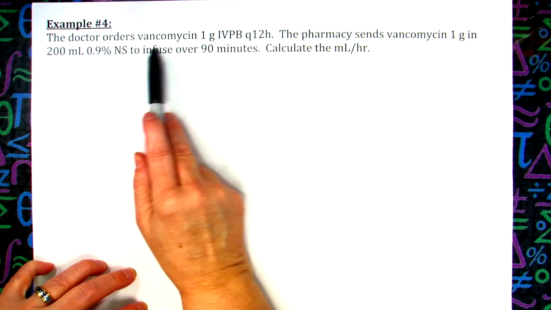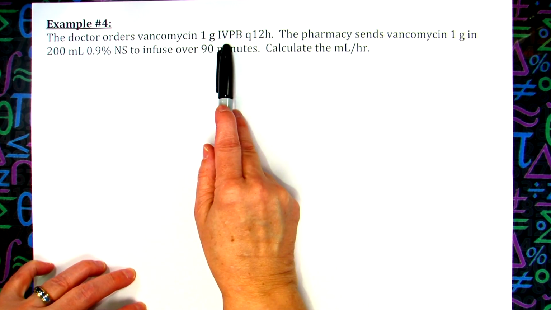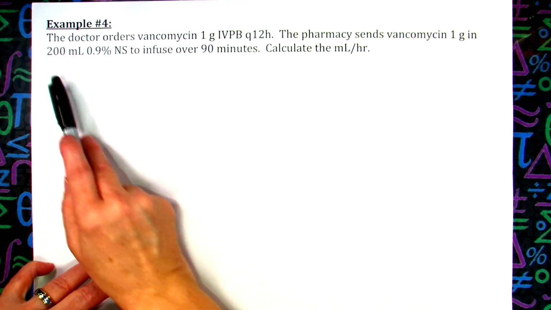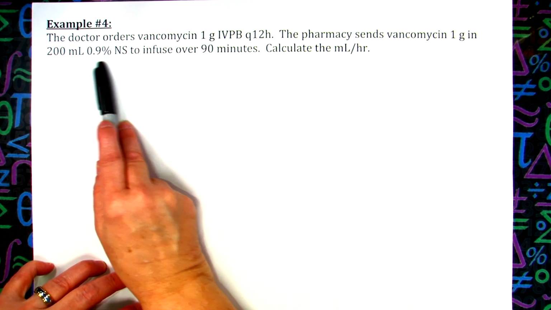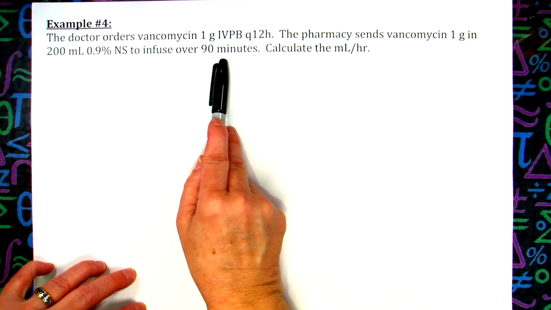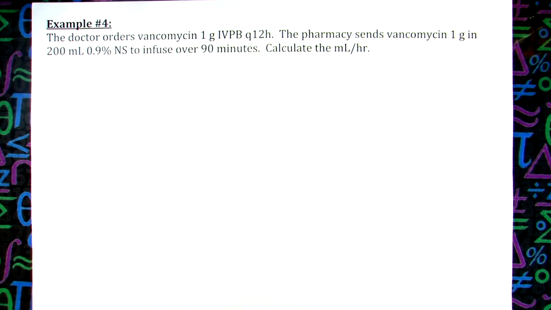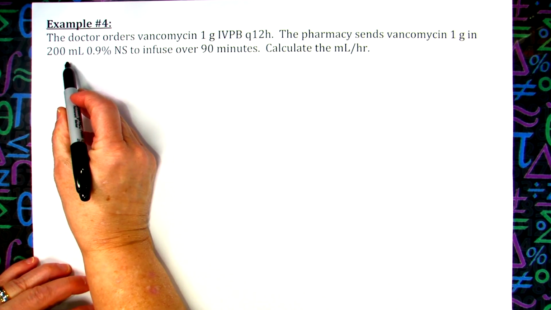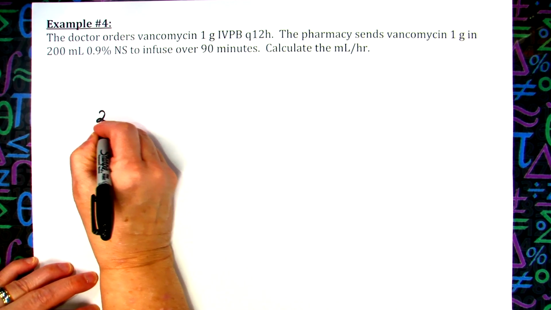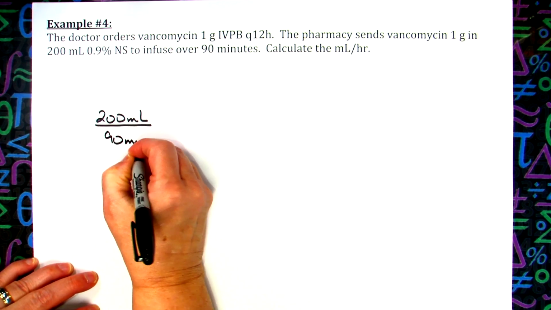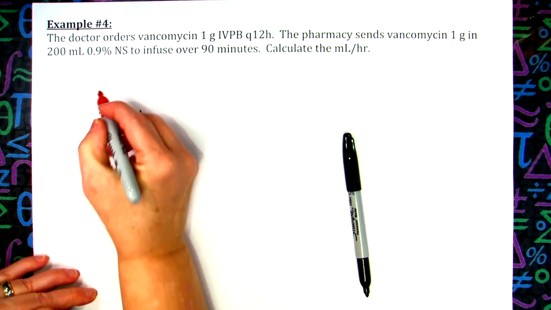Example 4, the doctor orders vancomycin, 1 gram, IV PB, intravenous piggyback, every 12 hours. The pharmacy sends vancomycin, 1 gram in 200 milliliters, 0.9% NS, to infuse over 90 minutes. Calculate the milliliters per hour. Okay, so we're going to start with what was ordered. What was ordered was 200 milliliters in 90 minutes. Let's go ahead and label that ordered.